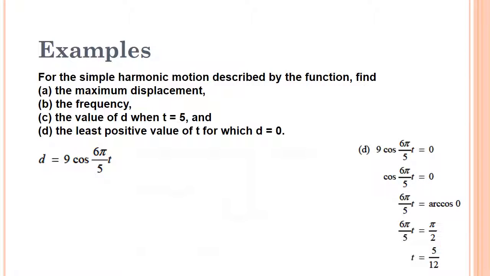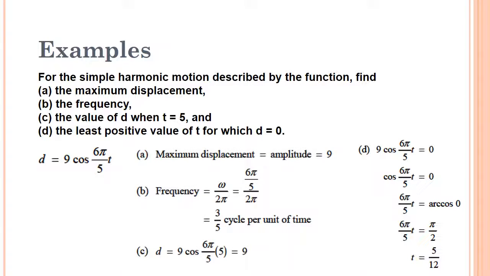Okay, A, looks like I'm coming in backwards. There we go. A, the maximum displacement, is just the same thing as the amplitude, which is 9. The frequency is omega over 2 pi, which is 6 pi over 5 over 2 pi, and that simplifies to 3/5 cycle per second or per unit of time.